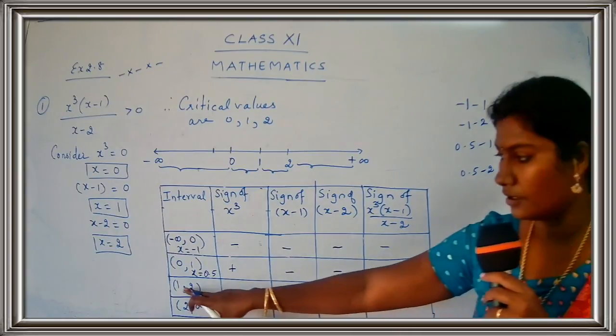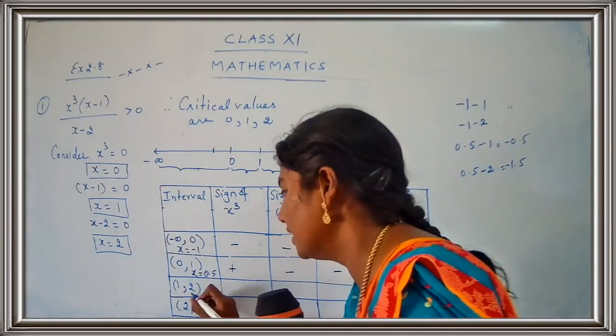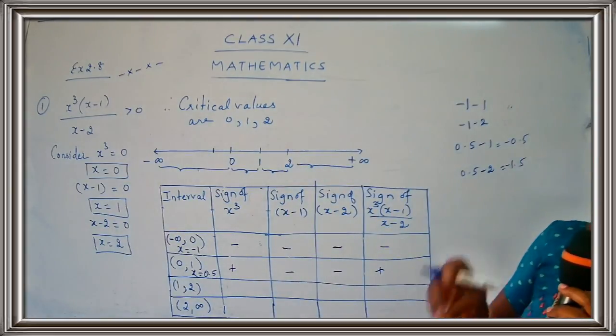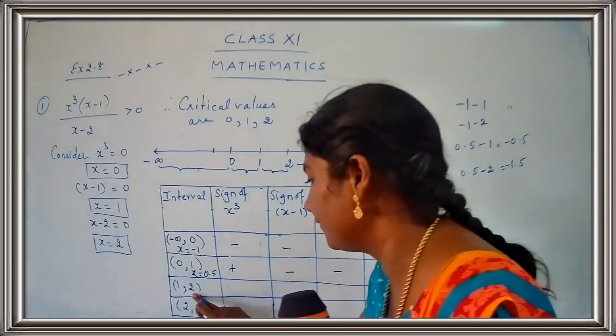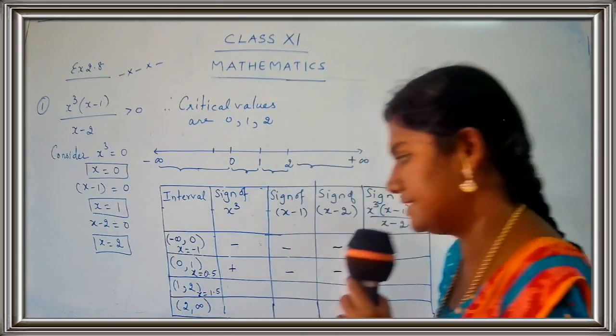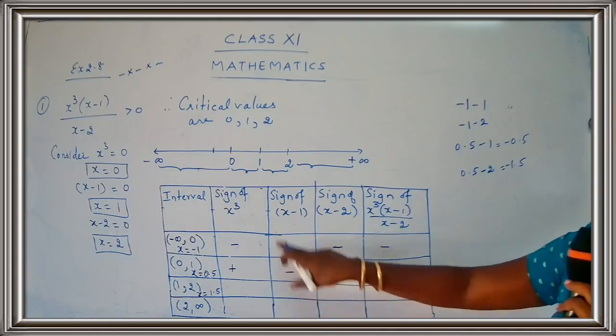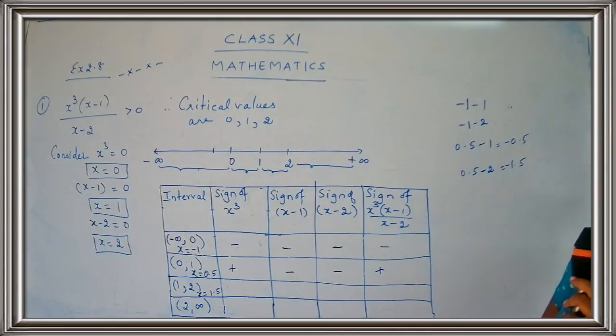Okay. Now try for 1, 2. You are going to choose one value. This is 1, 2. So what is the value between 1 and 2, children? It's 1.5. So write down here you can take 1.5. Yeah, that will be the easy value. So find out the sign for the remaining columns.